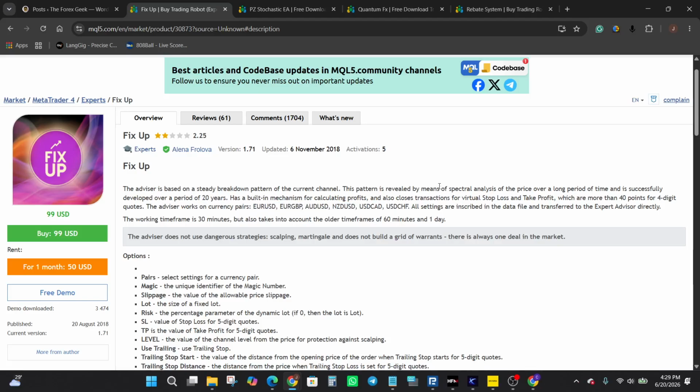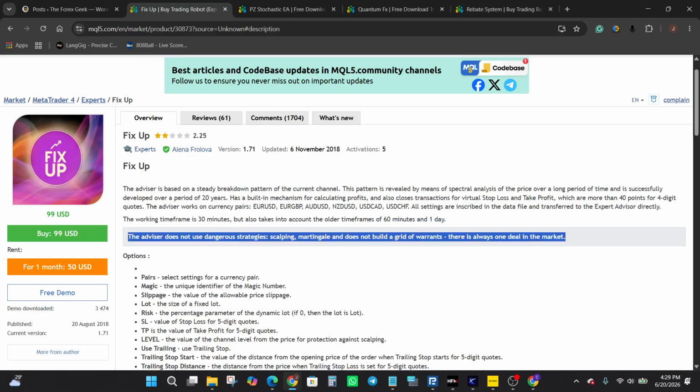The recommended working time frame is the 30 minutes chart, while also taking into account information from the 60 minutes and daily time frames. Now, another point highlighted by the developer is that the system does not use scalping, martingale, or grid-based strategies. The description also states that there is always only one trade active in the market at a time, which gives us a clearer understanding of how positions are managed.